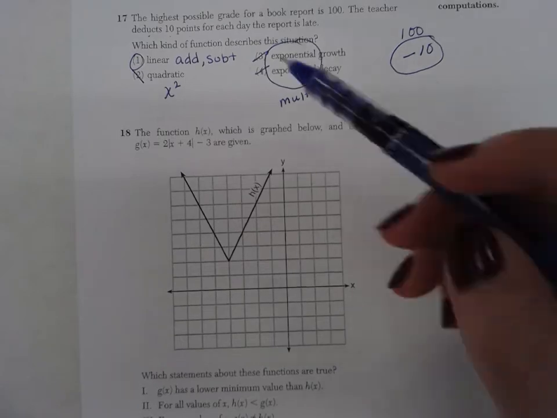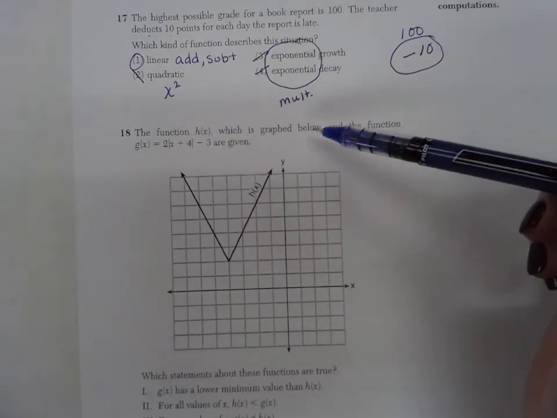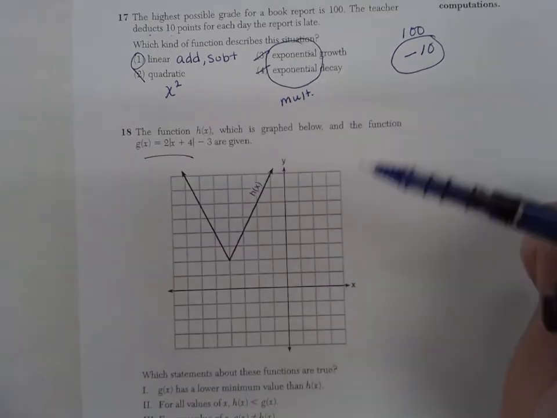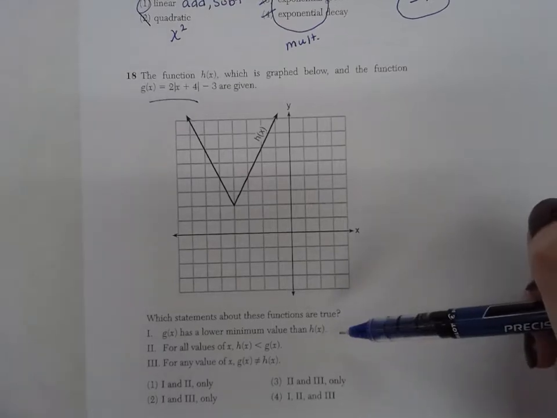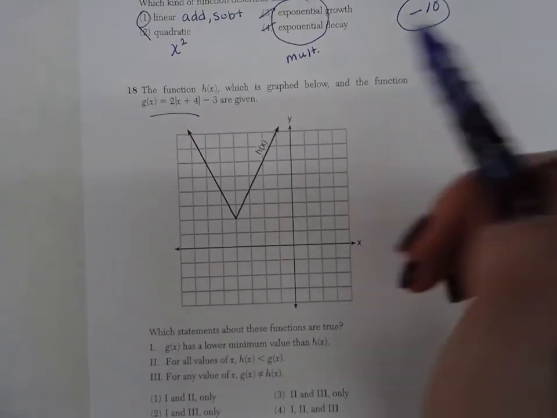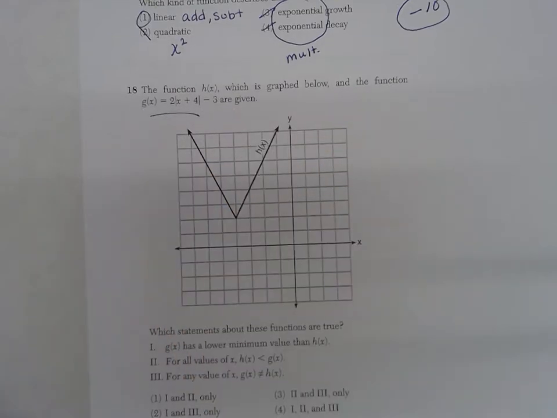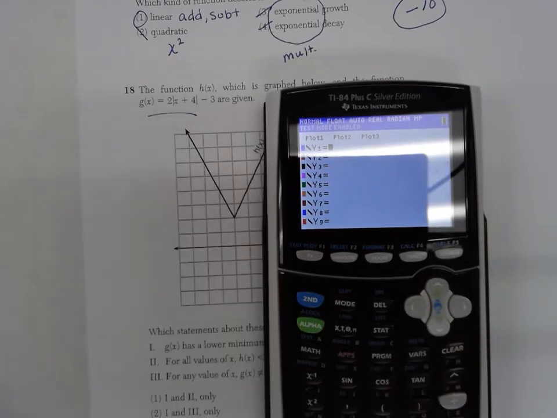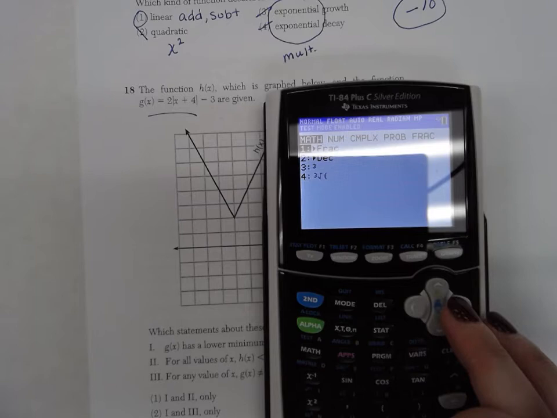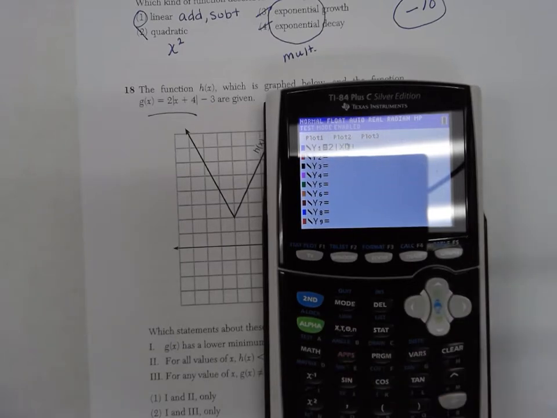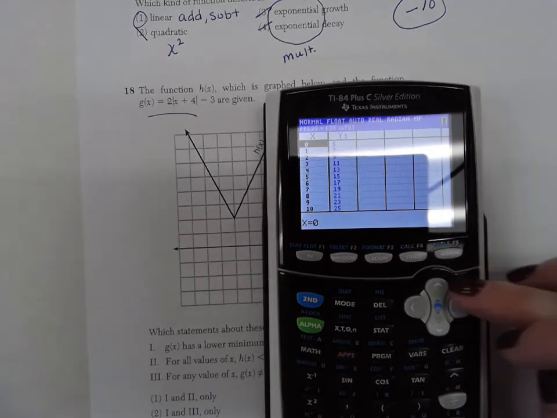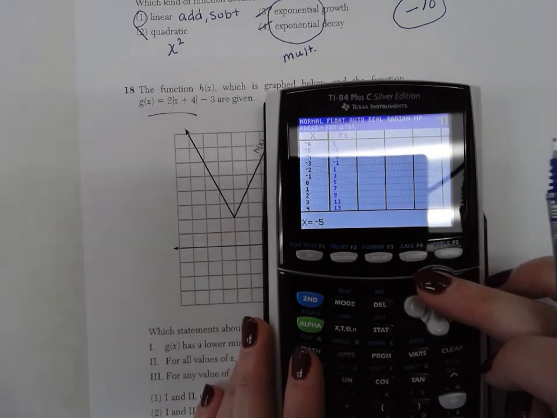18. The function h of x, which is graphed below, and the function g of x are given. Which statements about these functions are true? Well, I can't tell you what's true until I know what this function looks like. So I'm going to get my calculator out, go to y equals, clear these, and type this in. 2, math, go to the right, number 1, x plus 4 minus 3. So that's the equation for g of x. I'm going to go to the table. I'm going to plot some points here and see what my graph looks like.